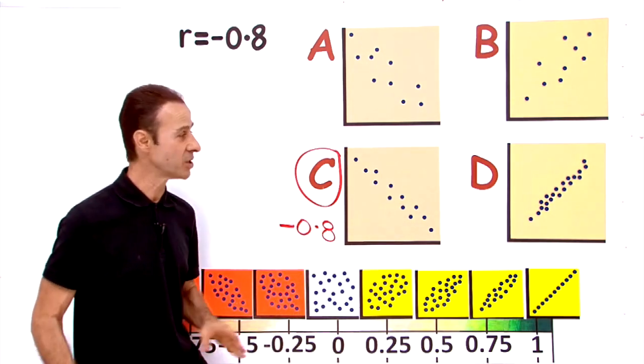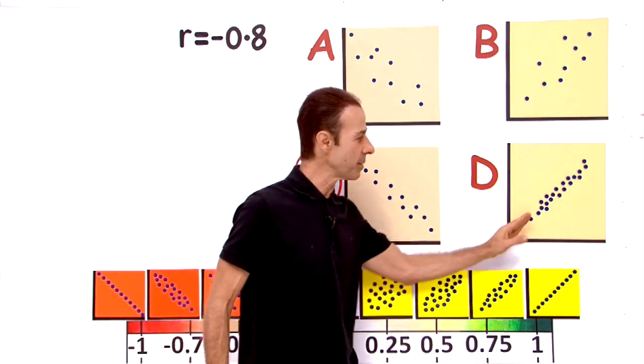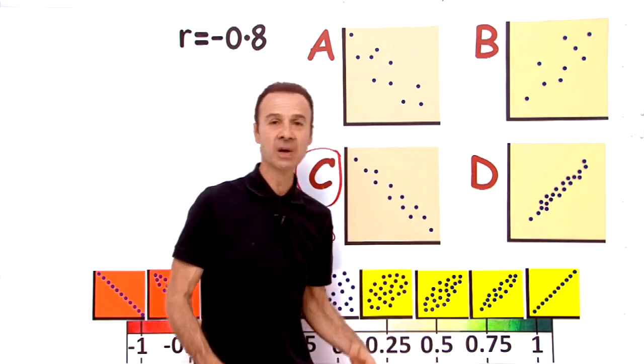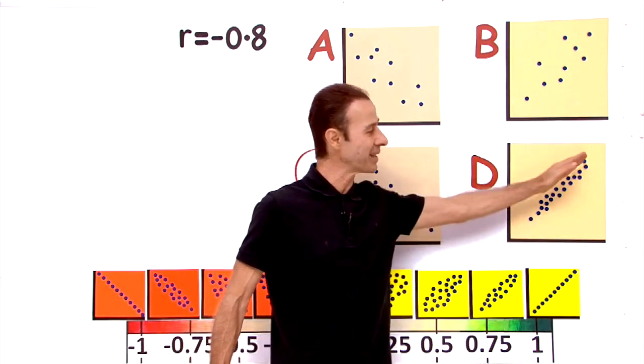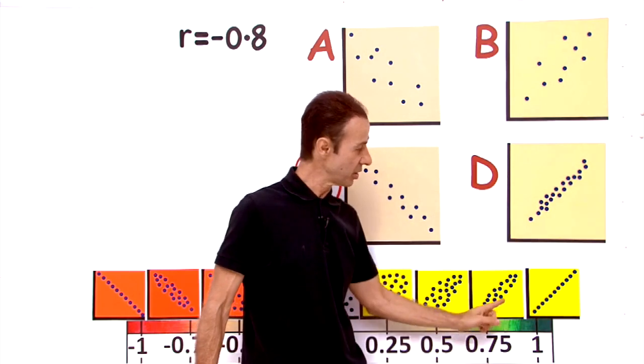Very quickly before I finish, let's take a quick look at D. D, they're pretty close together and they're going positive, so obviously it's not going to be that. It looks like it's about here. That looks like about 0.8 positive correlation. You can see the graph there.